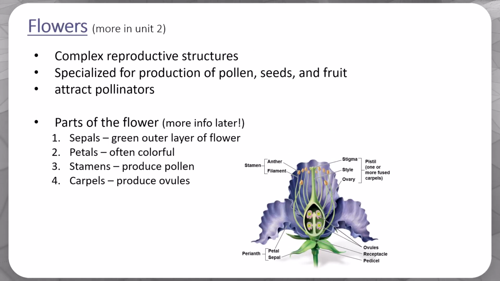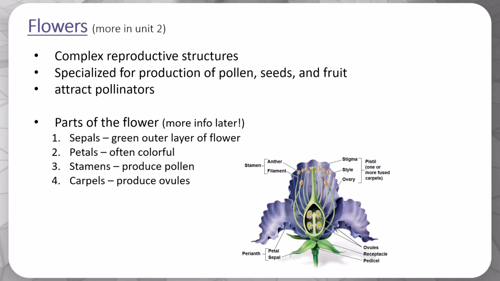We'll talk more about flowers in Unit 2 as well. Flowers are pretty complex reproductive structures. They're specialized for their production of pollen, seeds, and fruit. Some of them also attract pollinators. Again, we'll talk more about flowers coming up in Unit 2. But broadly speaking, we can talk about flower structures.